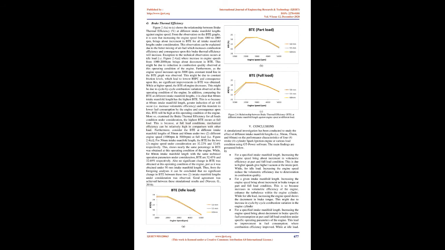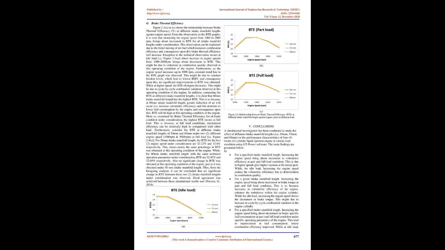An exception to the technical observation occurs at idle load, i.e. figure 2.4, a, where an increase in engine speed from 1000-2000 rpm brings about a decrement in BTE. This might be due to a reduction in combustion quality observed at this operating condition of the engine.